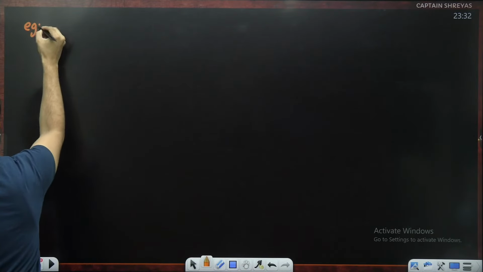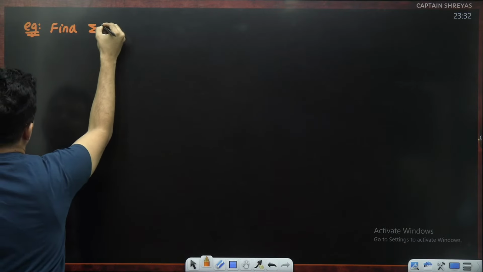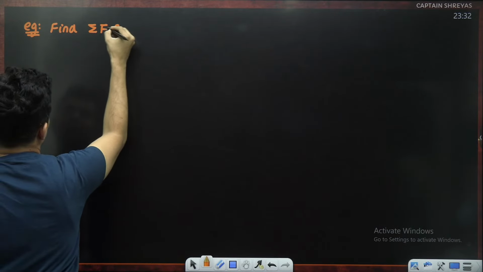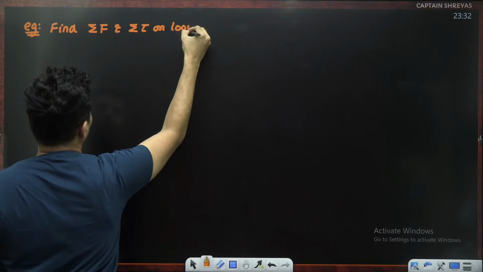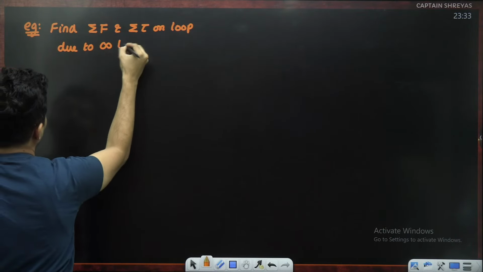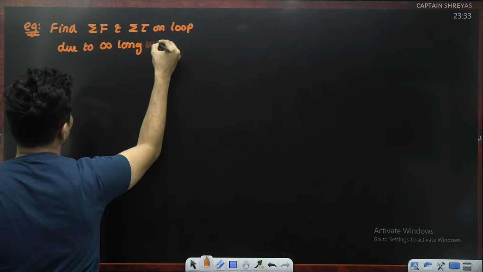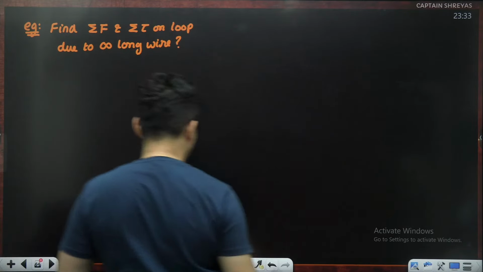Question is, find the net force and the net torque on the loop due to the infinitely long wire as shown.